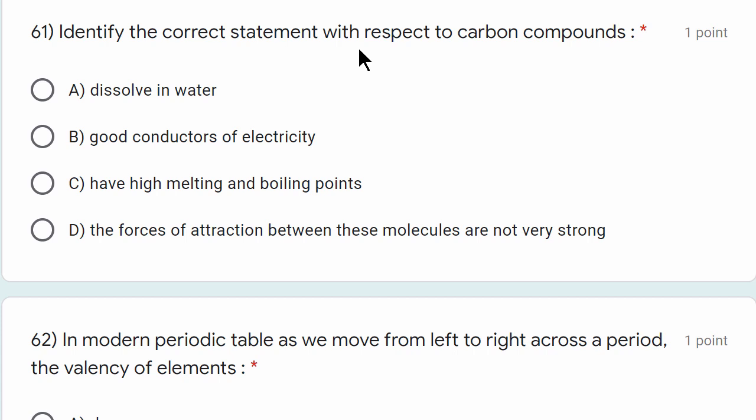Identify the correct statement with respect to carbon compounds. Does it dissolve in water? No. Are they good conductors of electricity? No. Do they have high melting point and boiling point? No. The forces of attraction between these molecules are not very strong. This is correct. Because of this, they have low melting point and boiling point. And they're generally not good conductors of electricity because they have covalent bonds. And similarly, they don't dissolve in water.